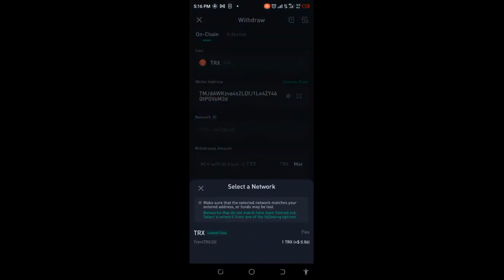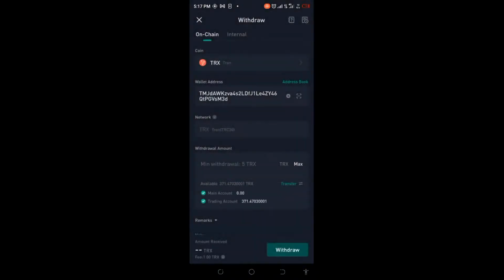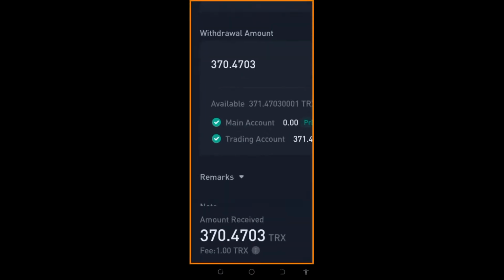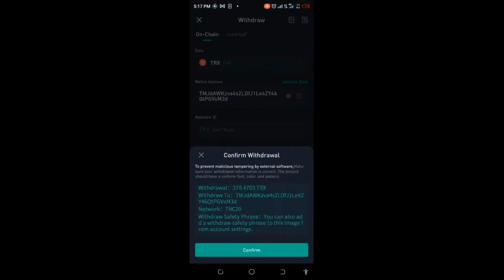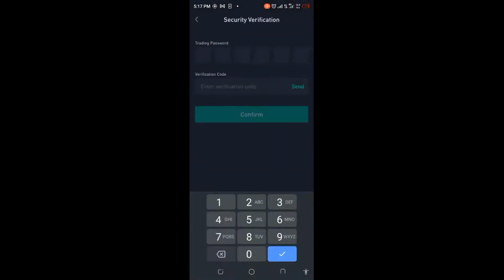The network is TRC20, obviously. Okay, and then I hope everything is there. Okay, max, everything. Of course, it's going to take its own delivery fee, which is 1 TRX, okay? So that's what it's going to give us. Let's now click on withdraw. Yeah, we're putting in all the verifications and we'll be back.